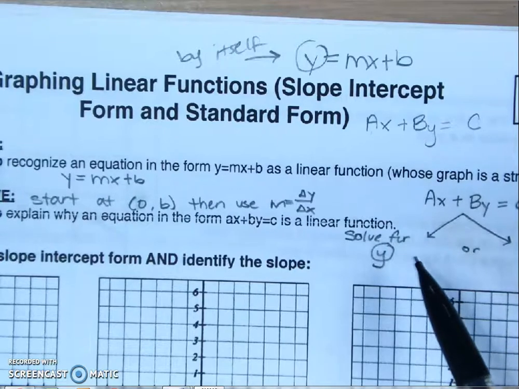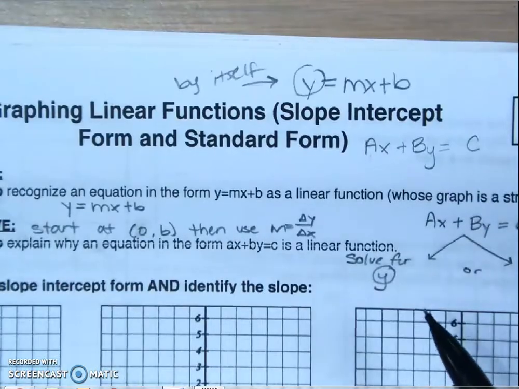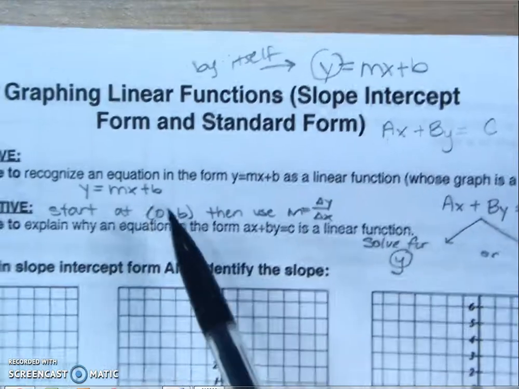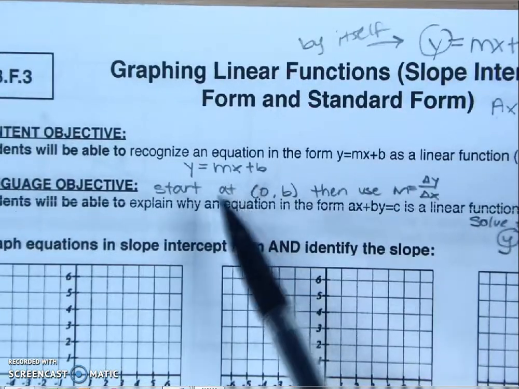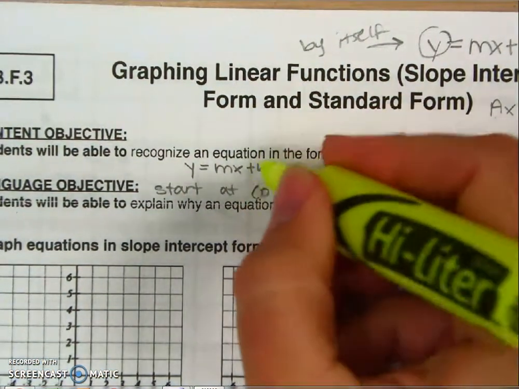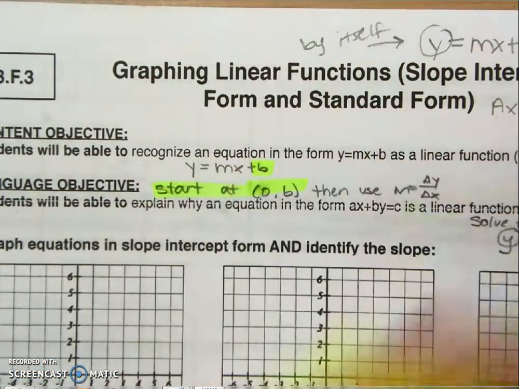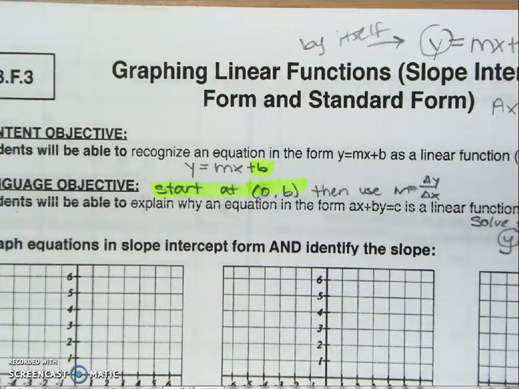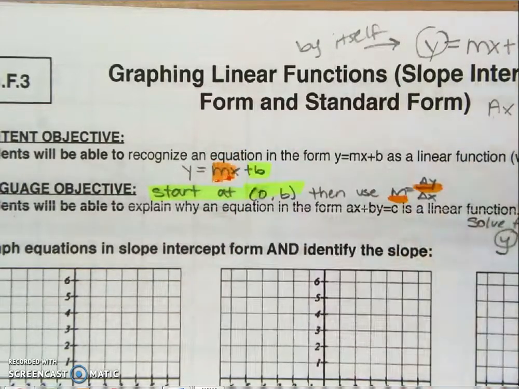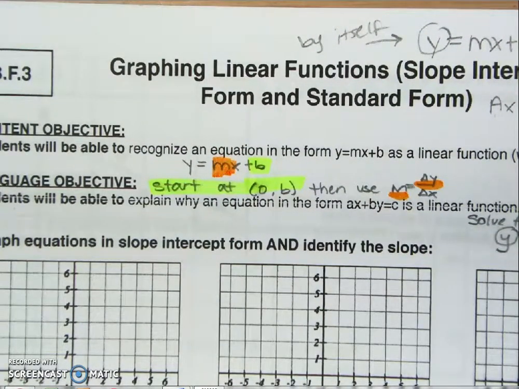All right, so today we're going to be graphing the equations that were already written for us. We're going to see some that are y equals mx plus b and some that are standard form. If it's y equals mx plus b, remember to graph that, we're going to start at 0, b, then use the slope, the change in y and the change in x. That's the m right there in front of x. So if it's slope-intercept form, it's nice and easy. Start at b, then change y and change x.